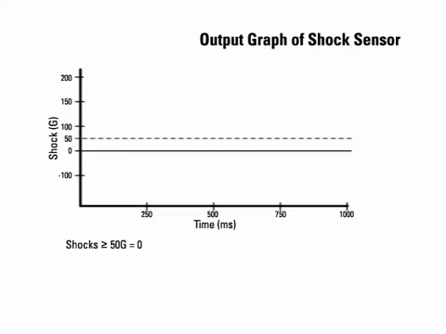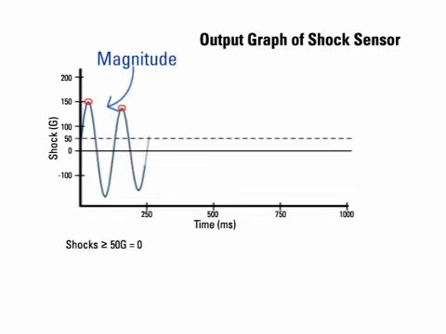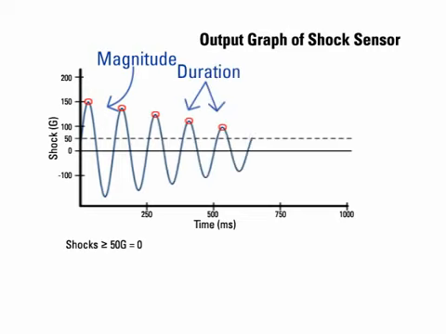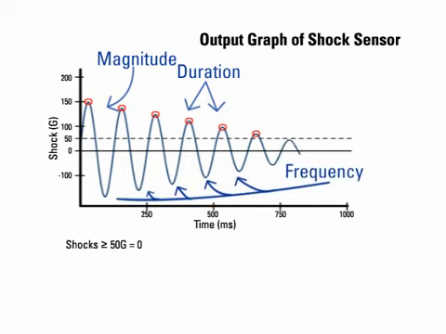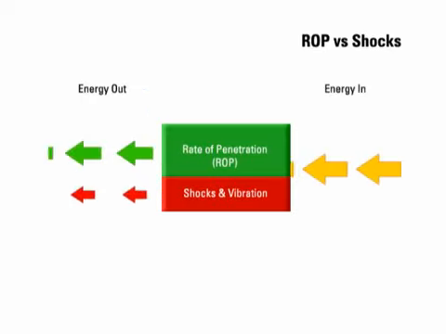The severity of the shock depends on three parameters. 1. The magnitude of the shock. 2. The duration or length of time of the shock. And 3. The frequency or number of shocks. Magnitude is the force the tool sees when it impacts the borehole wall. Duration measures how long the shock lasts in seconds. Frequency is the number of times the tool sees a shock greater than the accelerometer's threshold.